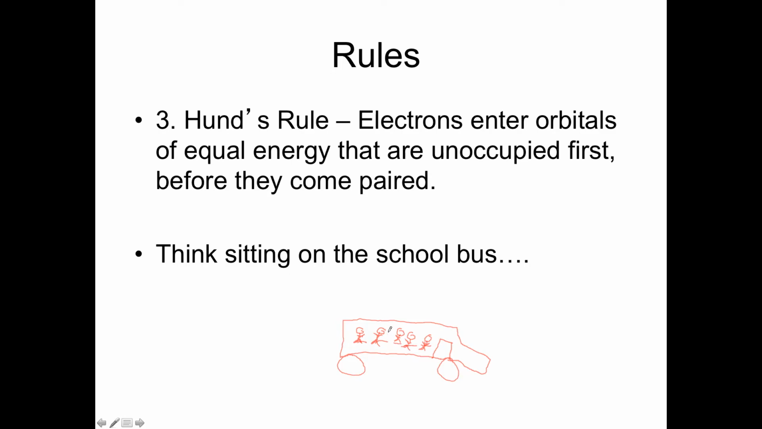So we'll have the next person come on the bus. Maybe they decide to sit with this person here in this seat. Okay? And then it would just keep filling up. It would go 2 to a seat, and then the bus would be filled. Okay, so that's Hund's rule. Each electron wants their own seat before they have to pair up with a friend.